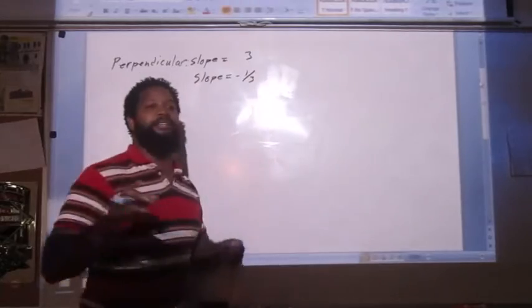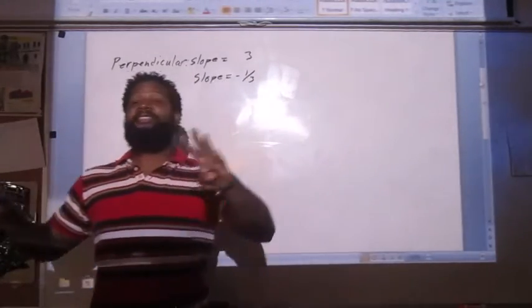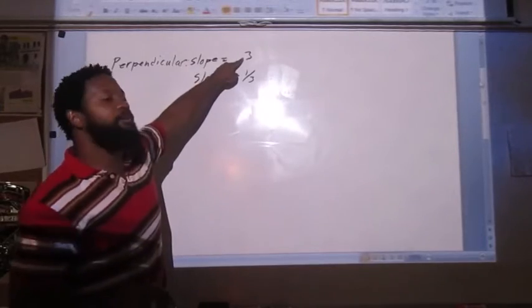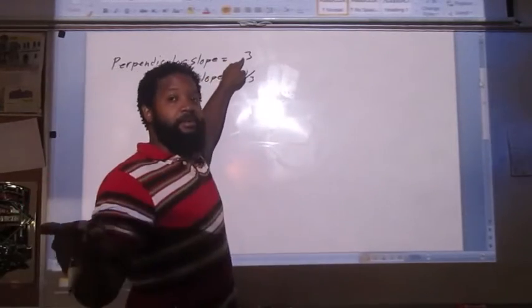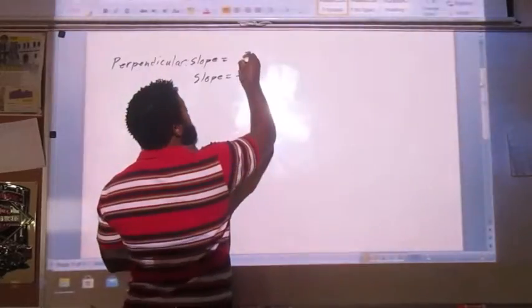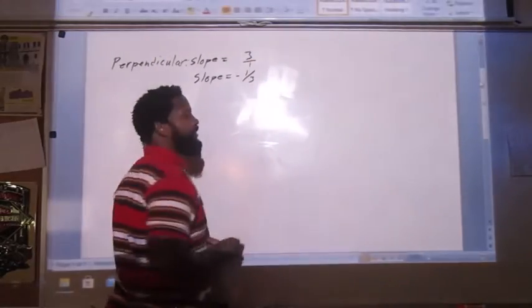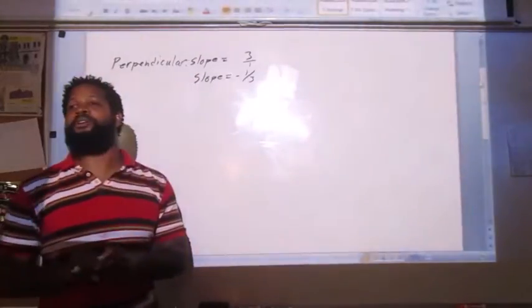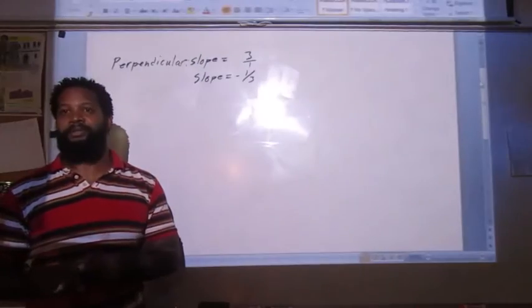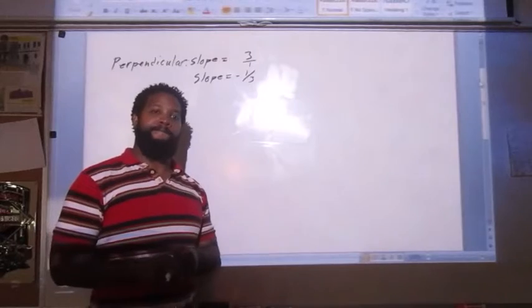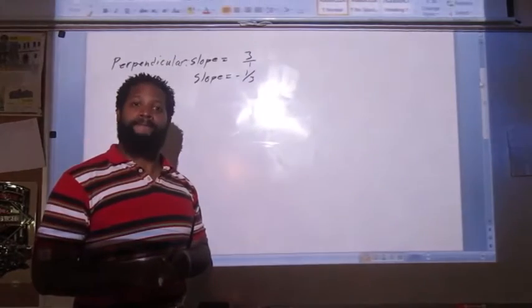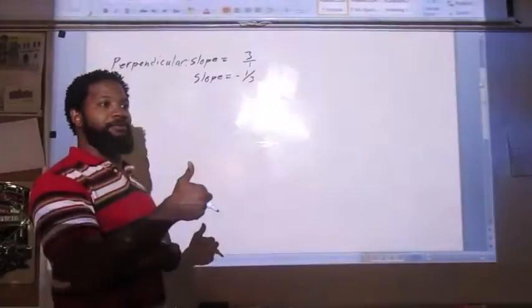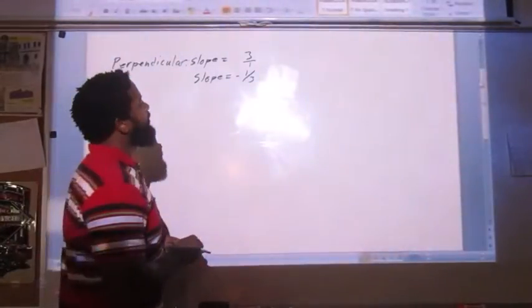-1/3. See, here's the thing. You need to understand. Whenever you have a whole number, just think of it as a 1 underneath it, okay? Whenever you're doing slope, just put a 1 underneath your whole number. So if it was 4, it'll be -1/4. Cool? Okay?